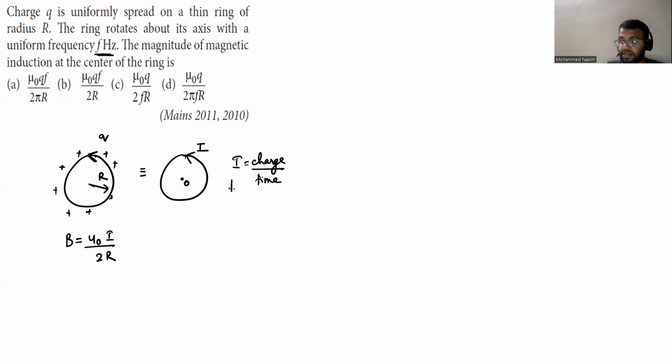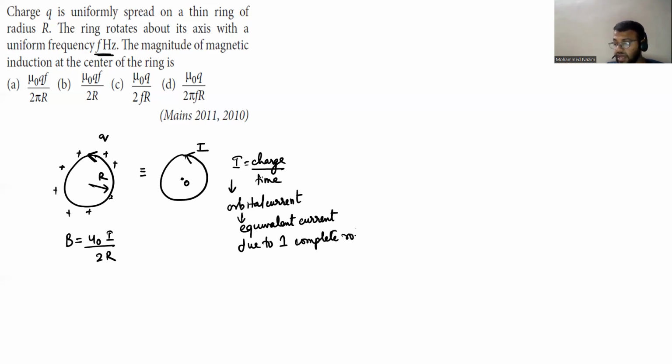And here we will be calculating something called the orbital current. What current, students? Orbital current. Orbital current is nothing but the equivalent current produced due to one complete rotation. That is called the orbital current. And since we are calculating the current for one complete rotation, time will become equal to time period, because we are calculating for one full circle, isn't it?